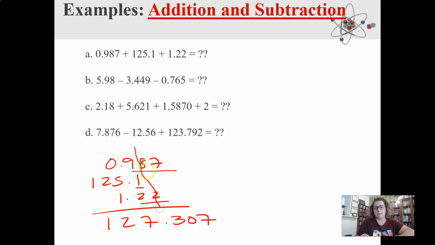Sorry, my line is definitely not a line. Because I only need 1 after the decimal, I'm going to cut it off right there. Like I said, we'll talk about rounding when it gets to it, but for that answer right there, 127.3. Okay, the next one, part B, we have 5.98, and then minus 3.449, and then minus 0.765.